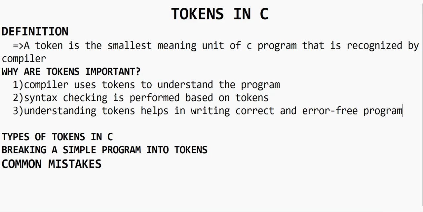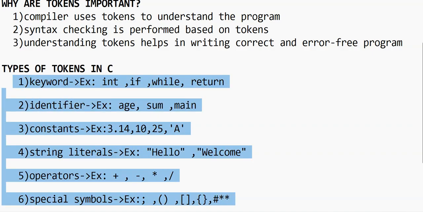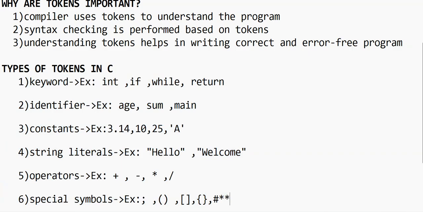Next, coming to the types of tokens. Here are the 6 types of tokens in C. The first one is keywords. Keywords are, in simple terms, predefined terms in C. They have a particular meaning that is already defined in C. Those are predefined words in C.